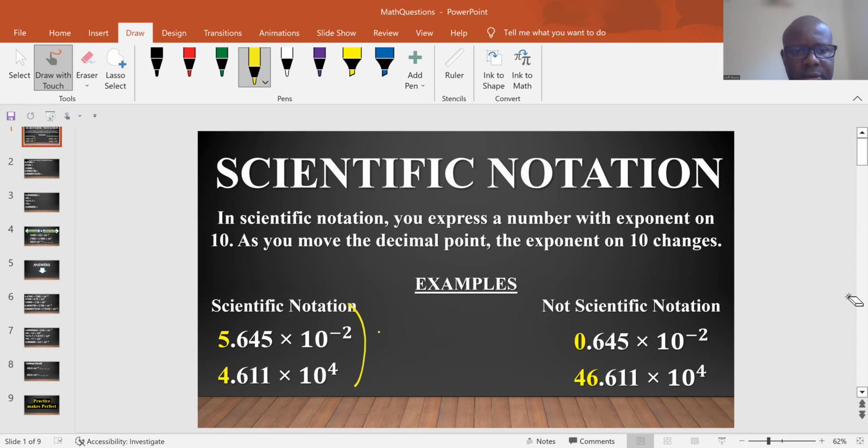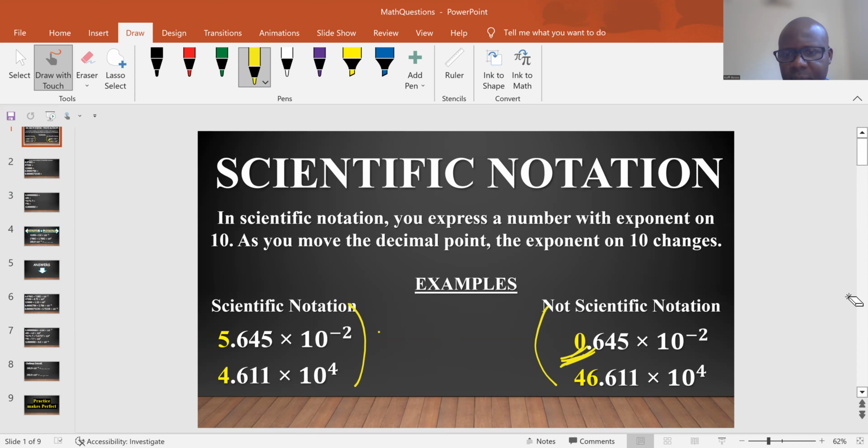Here we have a scientific notation. 5.645 times 10 to the negative 2 power is a scientific notation. Same thing for 4.611 times 10 to the 4th power. But on this side, we have 0.645 times 10 to the negative 2, and this is not a scientific notation. Why? Because in scientific notation, the digit you have before the decimal cannot be 0. It can be 1, 2, 3, 4, 5, 6, 7, 8, and 9, but not 0.